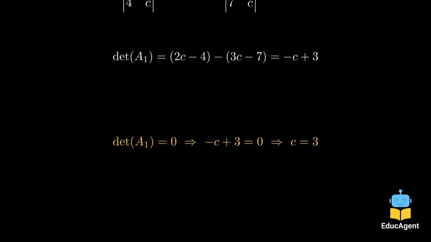Set the determinant to 0 and solve. So for matrix 1, C equals 3 makes the columns dependent.